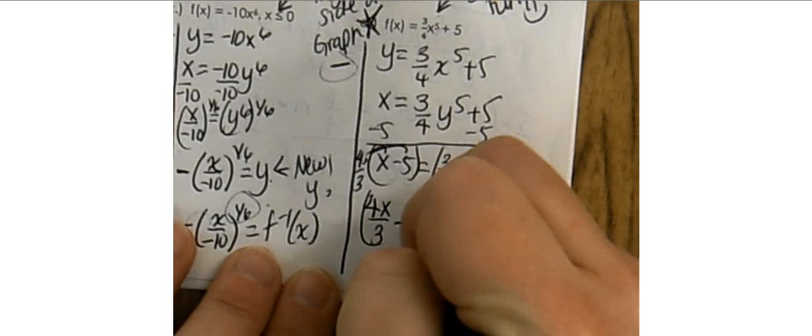And when I do that, I end up with y is equal to, if you want to combine this into one fraction, you can, but you don't have to. This is going to be 4x over 3 minus 20 over 3, all raised to the 1/5 power. And so now that I have my y alone, my final answer is going to be f of x, or f inverse of x, my little inverse symbol up there, is equal to 4x minus 20 over 3 raised to the 1/5 power.